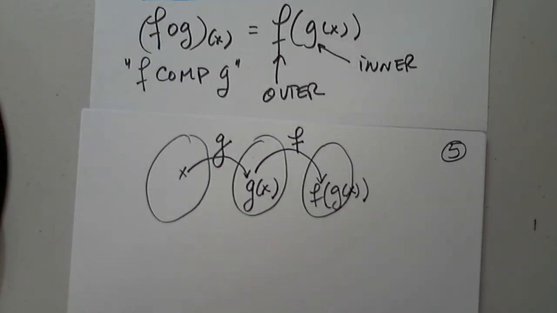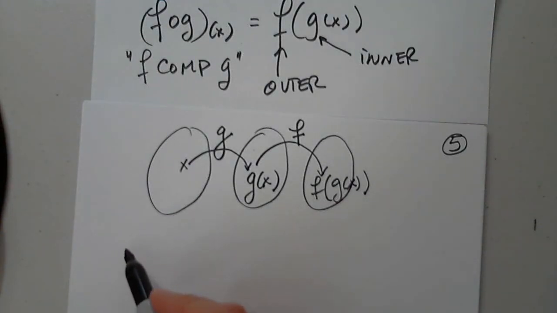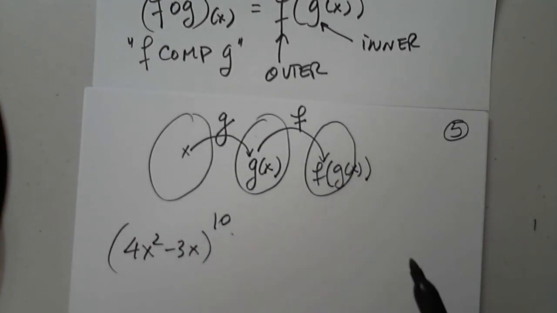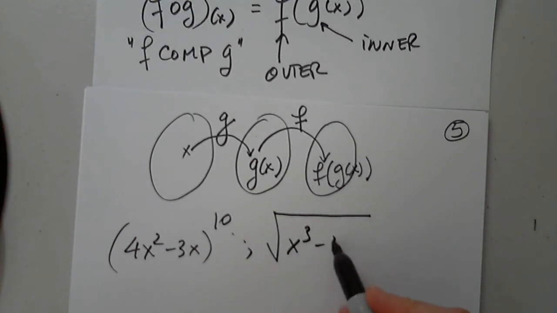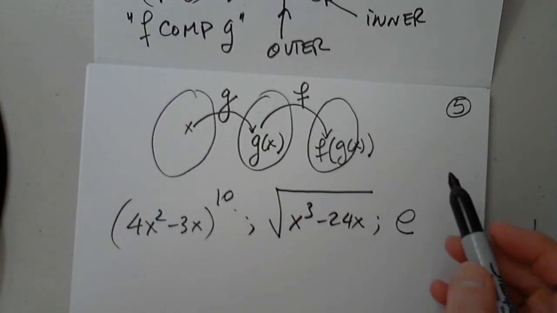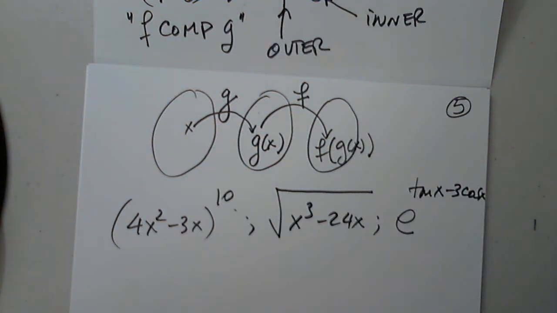Okay, now the question is, how do I differentiate something like this? As an example, how do I differentiate, let's say, 4x squared minus 3x to the 10th power? No, I'm not going to take it to the 10th power and then differentiate. How do I differentiate the square root of x to the third minus 24x? This is the square root of a function. How do I differentiate e raised to tangent x minus 3 cosine x?